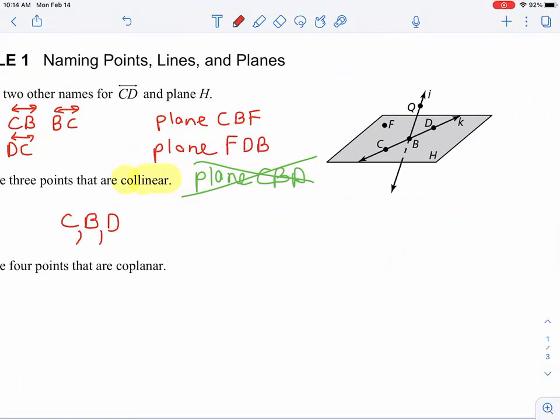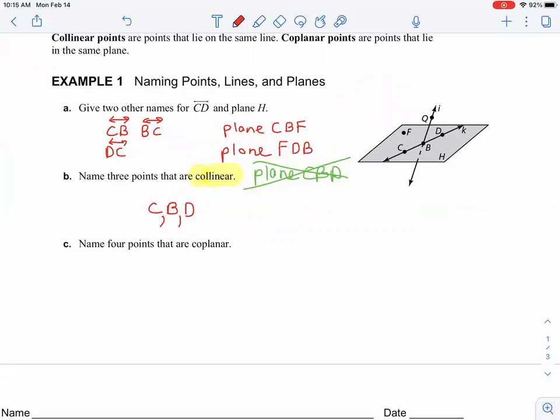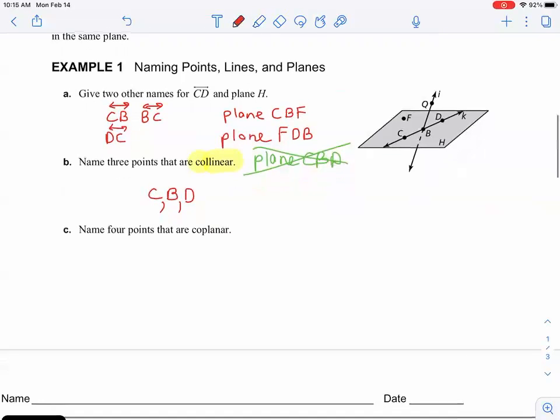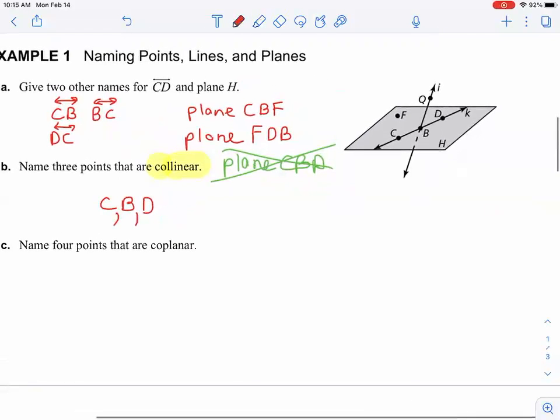I should separate those by a comma there. C, B, and D are collinear. They're all on the same line. So collinear means on the same line. Coplanar means on the same plane, like the same flat surface. So we could say C, B, F, and D, those are all coplanar.